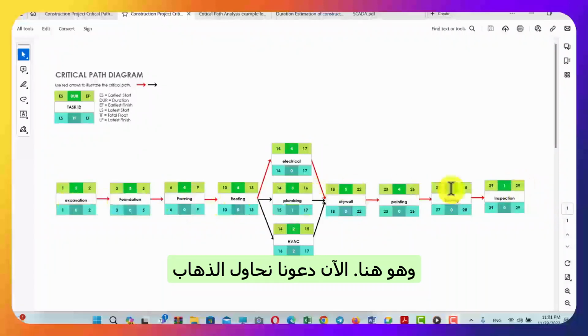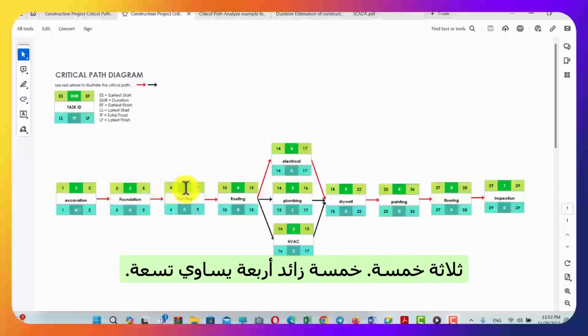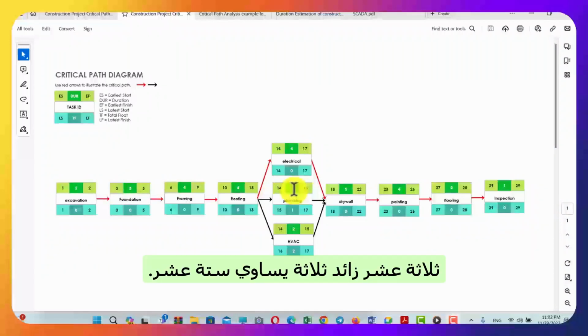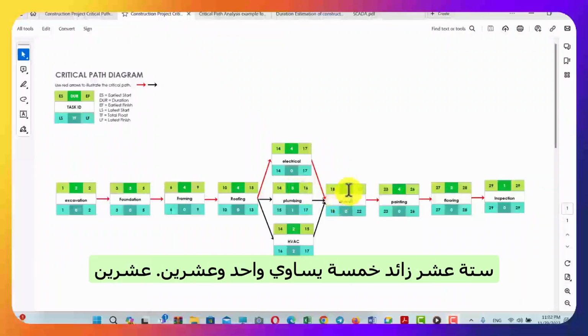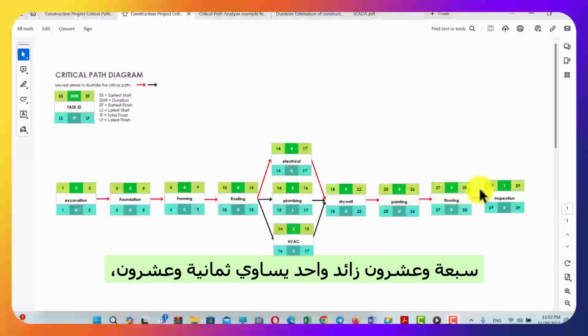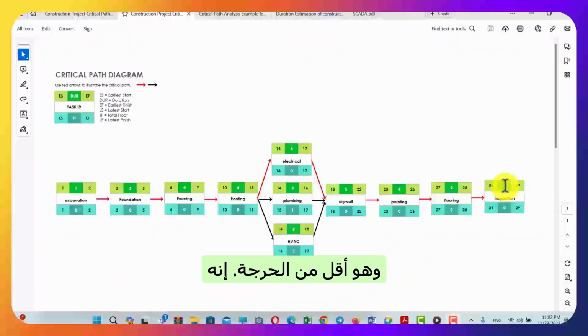Now let's try going directly like this. We have 2 plus 3 is 5. 5 plus 4 is 9. 9 plus 4 is 13. 13 plus 3 is 16. 16 plus 5 is 21. 21 plus 4 is 25. Plus 2 is 27, plus 1 is 28, which is less than the critical, which is 29.